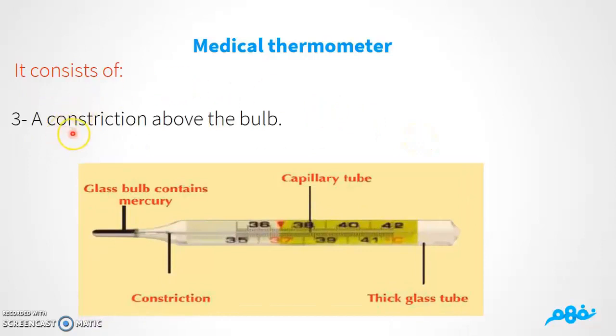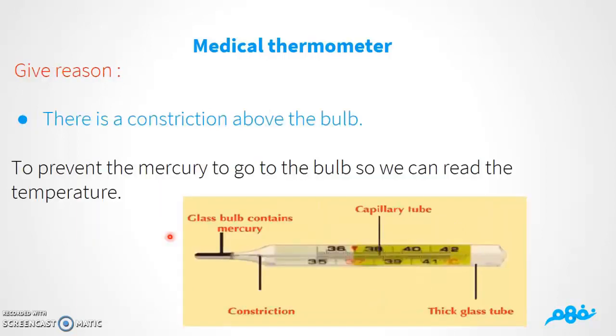The third part that we have is, that's right, the constriction. And the constriction is above the bulb, because we said that we have a glass bulb that contains mercury. And in here we have the constriction. So the question I'm having here, guys, is why do we have the constriction above the bulb? Because we want to prevent the mercury from going back to the bulb. We don't want the mercury to go to the bulb when we are measuring temperature.